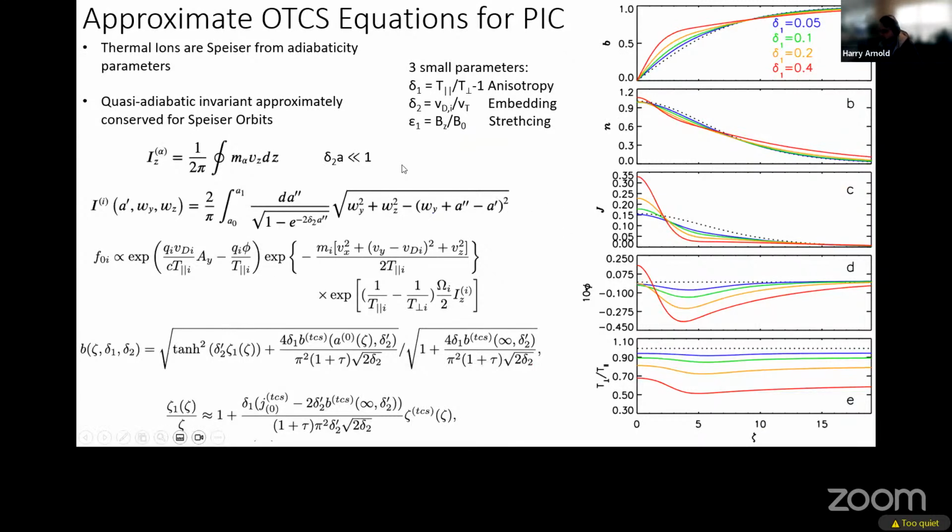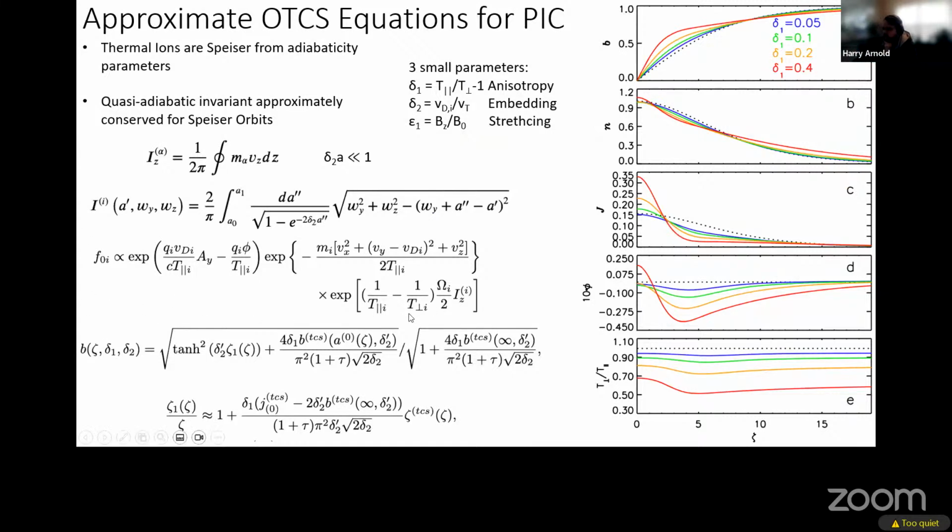So last year, Misha Sitnov and I came up with this approximate initial condition for this equilibrium involving these overstretched thin current sheets. And the key here is that our distribution function is a function of the out-of-plane canonical momentum, just like the Harris current sheet, and a function of the energy, again, like Harris. But now we also have this function of the quasi-adiabatic invariant, which is approximately conserved for Speiser orbits. So we're guessing right out the gate that Speiser ions may be playing an important role here.